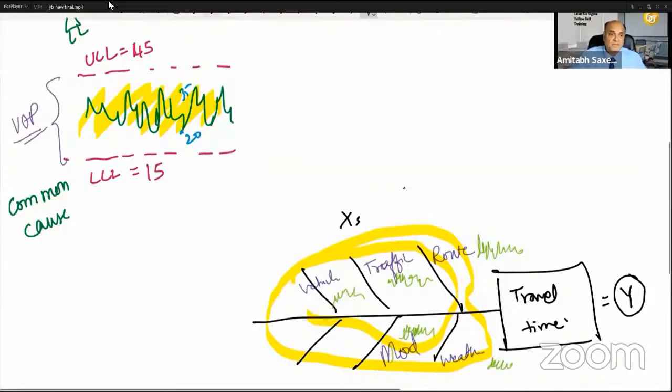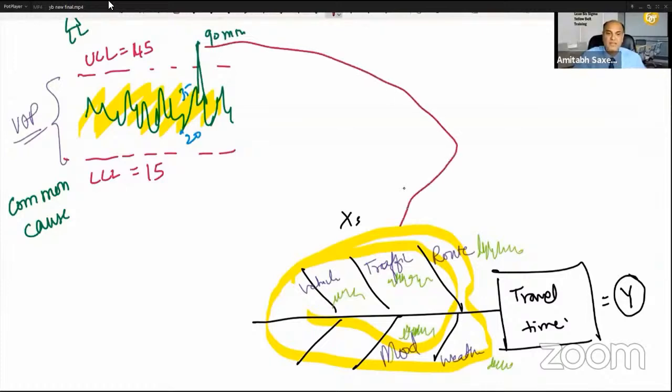But suppose in one day, I took, say, 90 minutes. Then I can give you one specific reason. Today, my vehicle broke down. We call it special cause variation. So whenever I go out of control limits, we call it an out of control process. I say there is a special cause variation in my process. I hope you understand this. I understood what is common cause variation, special cause variation.